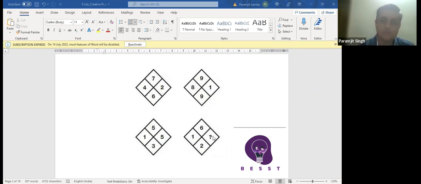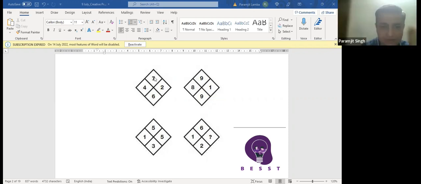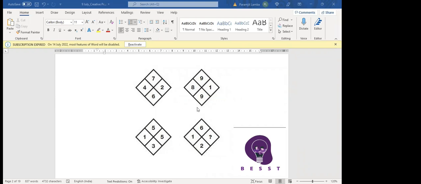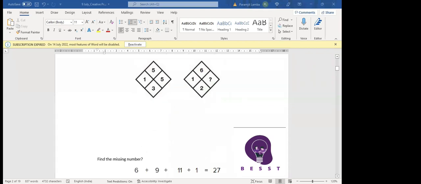Prakhar, why did you put 2 as your answer? What is the logic you're using? Sir, when we multiply 7 into 6, it will be 42. So in the first diamond, if we multiply the top figure and the bottom figure, the answer is 42, which is 4 and 2. Similarly, 9 and 9 is 81, 8 and 1. 5 and 3 is 15, 1 and 5. So 6 and 2 is 12, 1 and 2 should be the answer. Absolutely perfect. Correct, Prakhar, you've got it bang on.